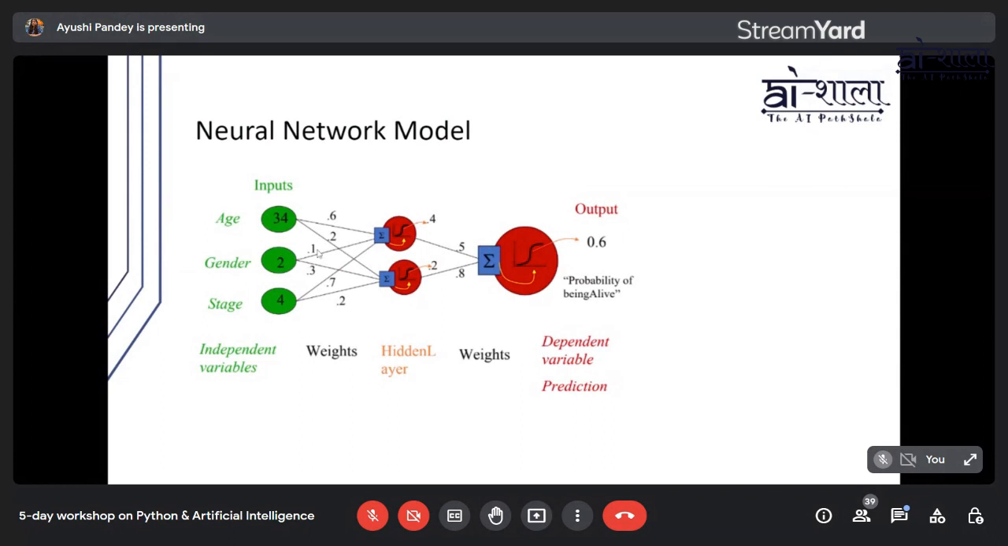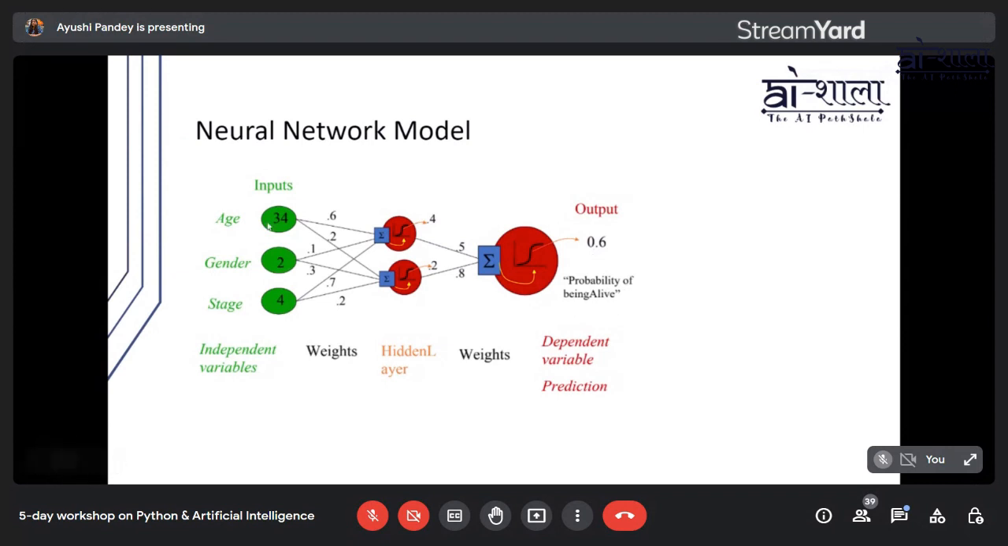So it will backpropagate. That process is known as backpropagation. The weights will get adjusted, and this whole method of multiplication, weighted sum, and activation will take place until the desired output is there. And if the output is 0.6, I told you the output is between 0 and 1. The output of 0.6 is the probability of being alive.